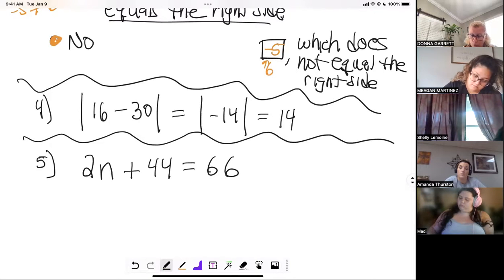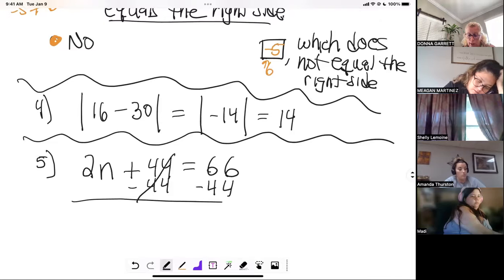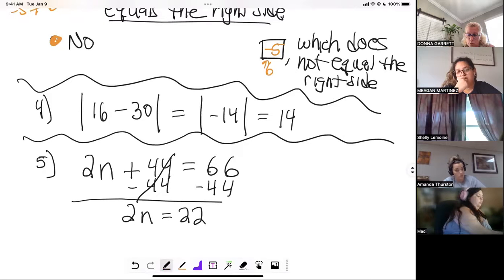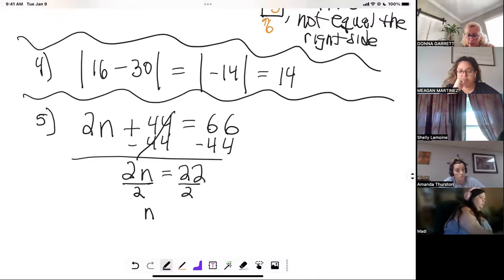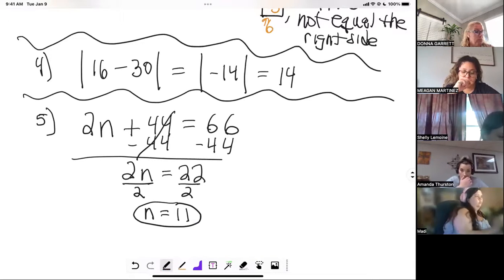Okay, so we're going to keep the n on one side and our numbers on the other. We already have the n on the left, so I just need to move 44. I subtract 44 on both sides because I want the 44 to go away. So all I'm left with is 2n on the left, and 66 minus 44 gives 22. Now to get n by itself, since 2 is being multiplied by n, I divide both sides by 2, and I get n is equal to 11. And then please do take the time to check your answer as well.